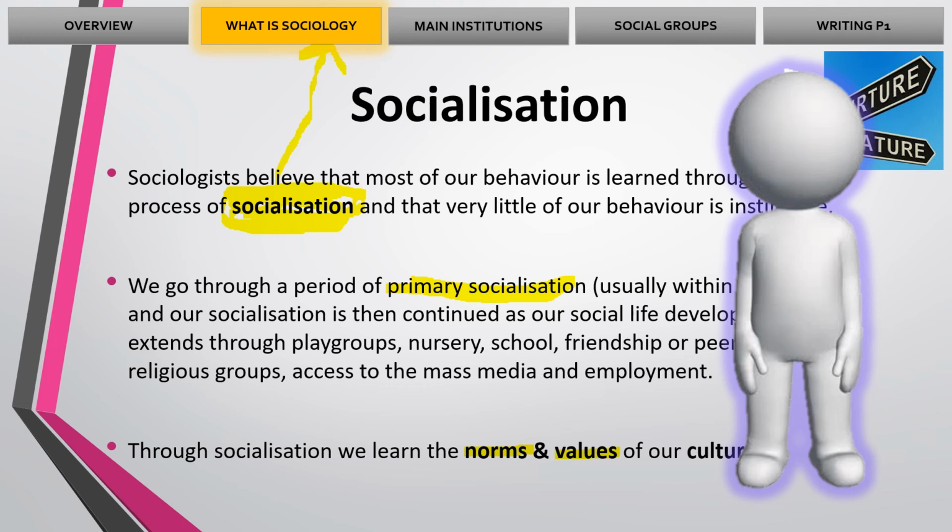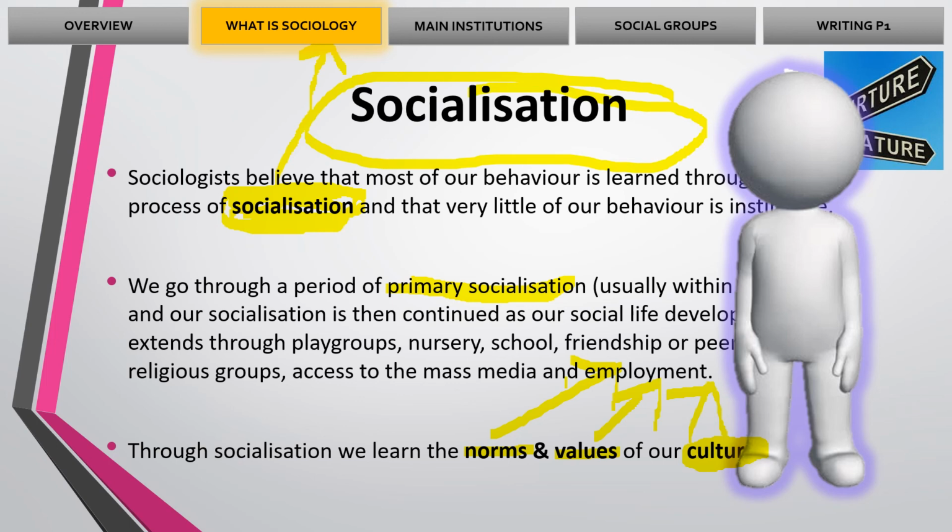So we learn what is normal behaviour, what is acceptable behaviour, and values are the rules, what is right and wrong. We also learn culture, and culture is the society around us, the world around us, our style of dress, music, food, and language. This is all part of culture. And through socialization, all of this stuff is being transmitted to us. We're learning this from our parents, from our family, from our friends, through the media, through religion. This is all helping us to become part of society, to become socialized.